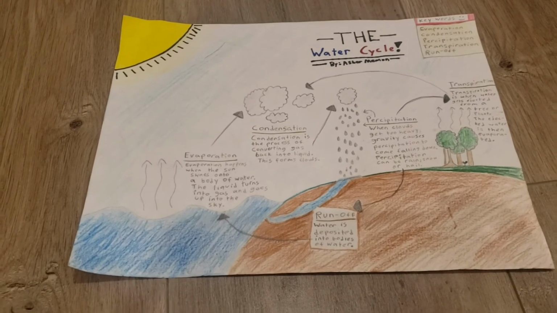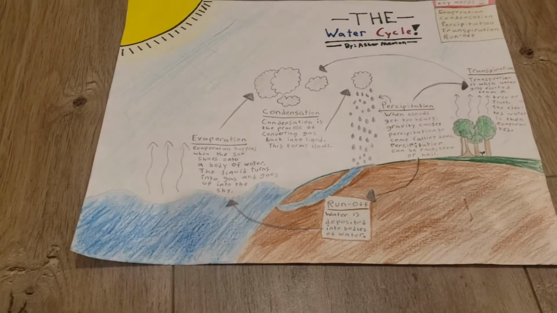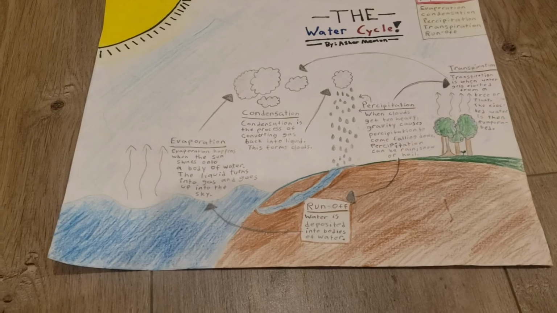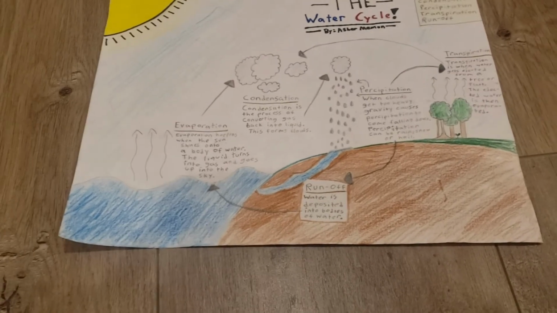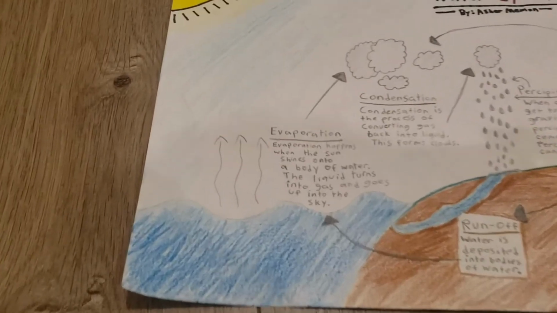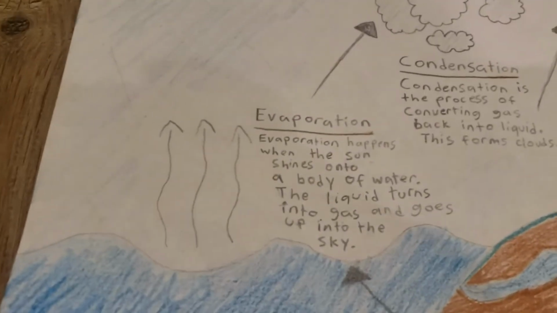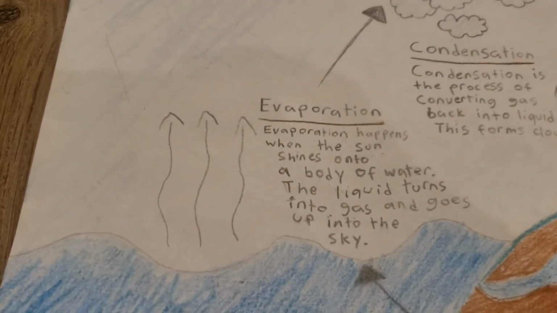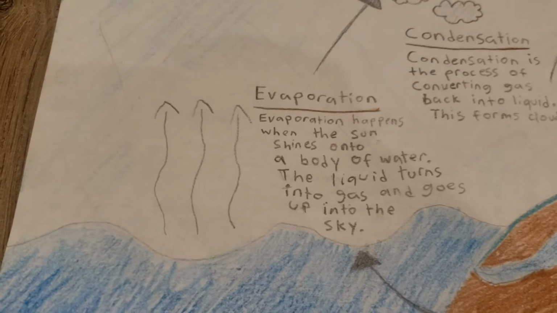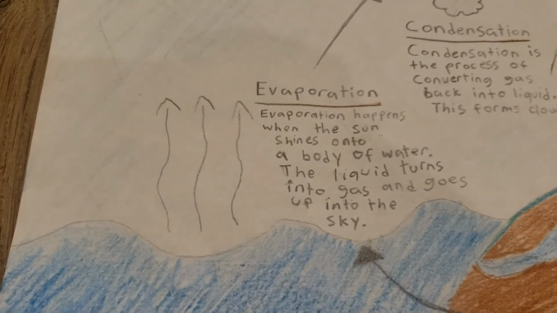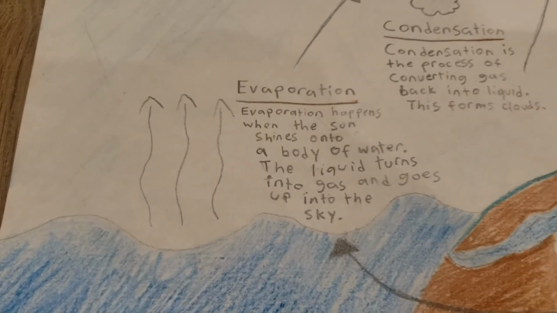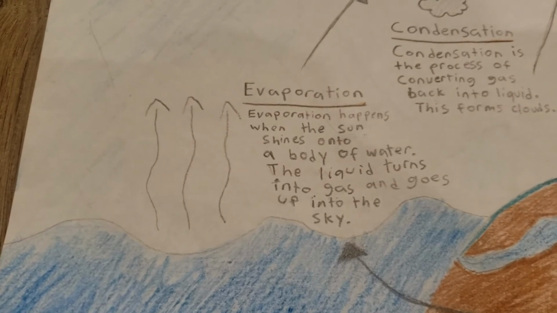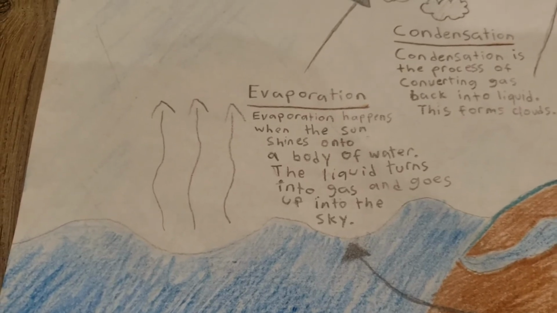There's no start to a water cycle because it's a cycle. It just keeps on going in circles. So I'm going to start with evaporation. Evaporation happens when the sun shines onto a body of water. The water turns into gas and floats up into the sky.